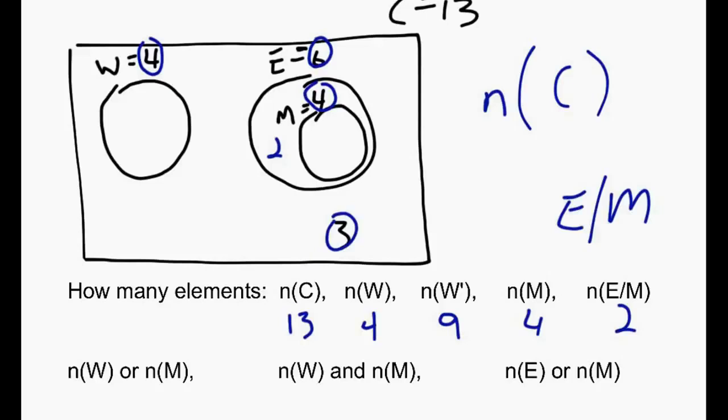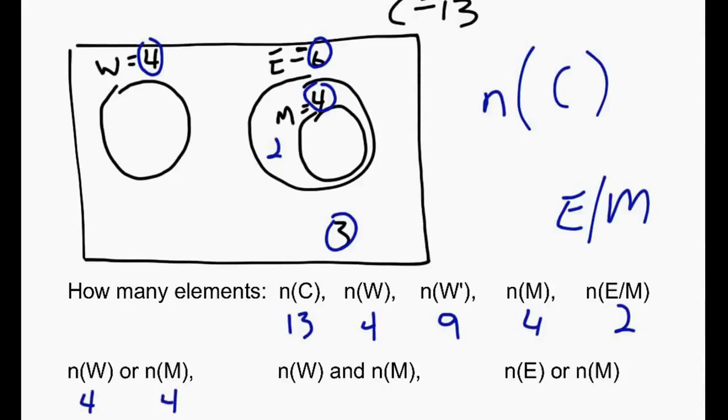Okay, so that's a new notation, so the E/M, and then a few other ones that we're going to look at. We'll spend more time in the next lesson dealing with these, but we can take a look at a few of them. So now if we could combine these, we could say what are the number of elements in the west or the number of elements in the Maritimes. So we have 4 in the west and 4 in the Maritimes. Sorry, I said east. So west or Maritimes. We have 4 in the east, 4 in the west, and 4 in the Maritimes.